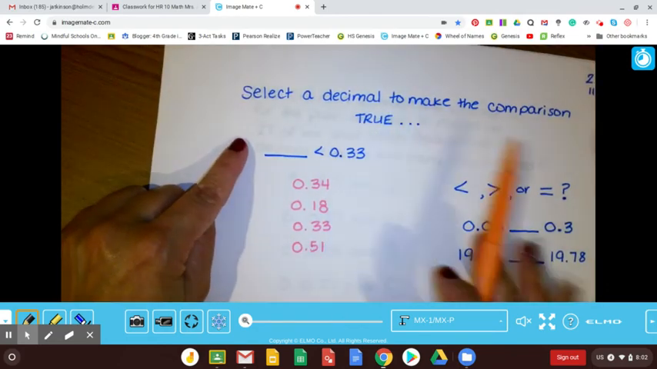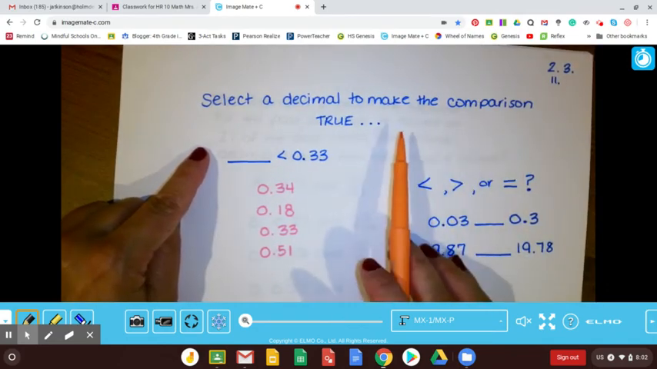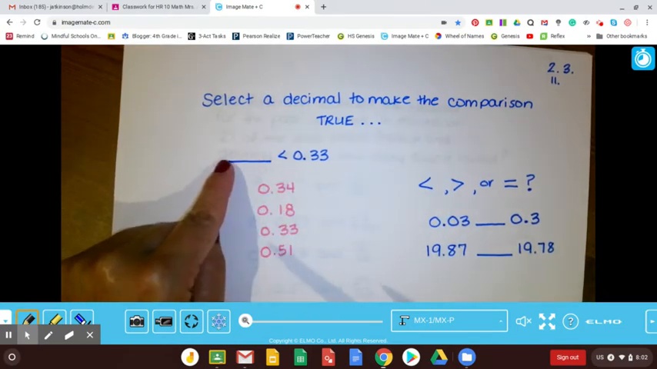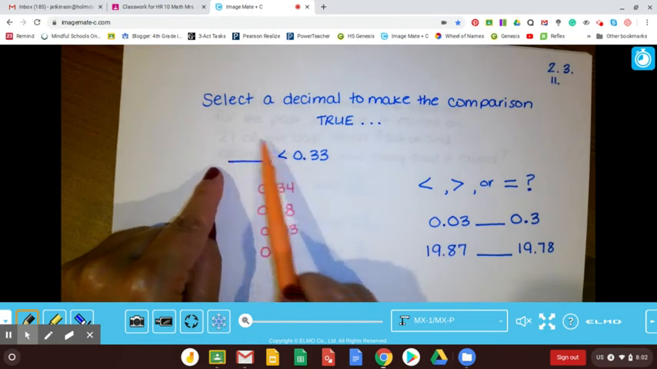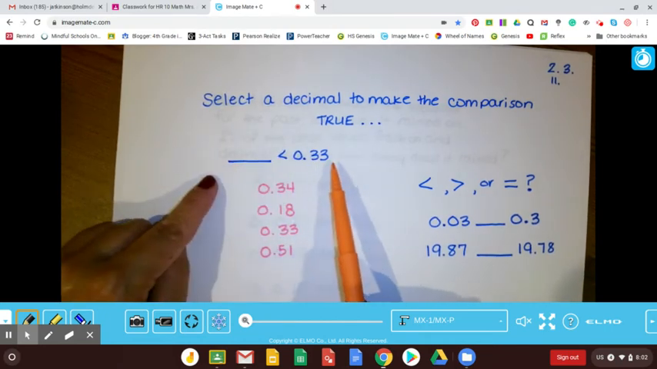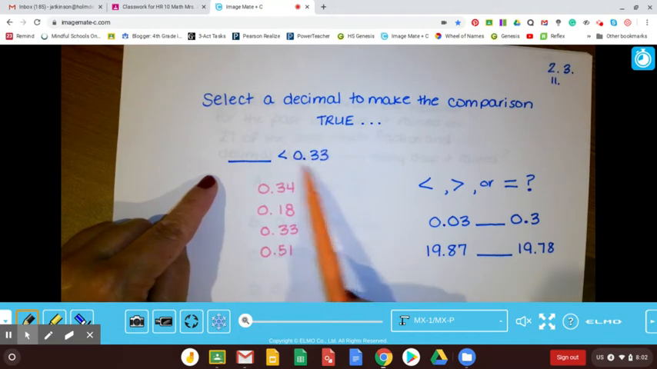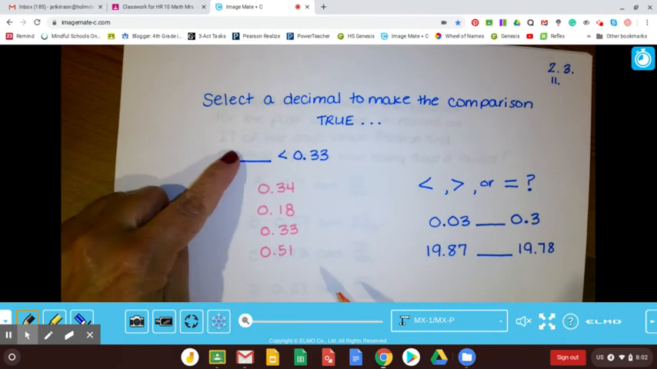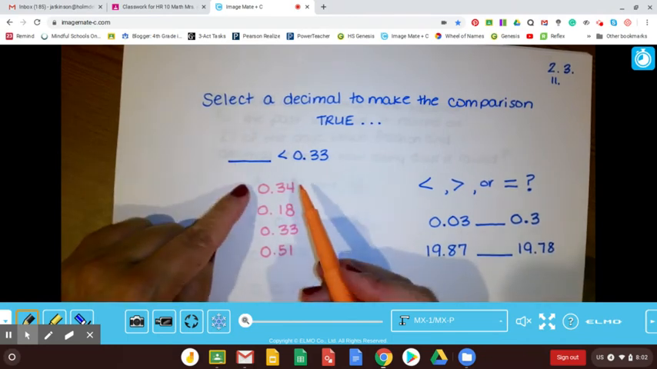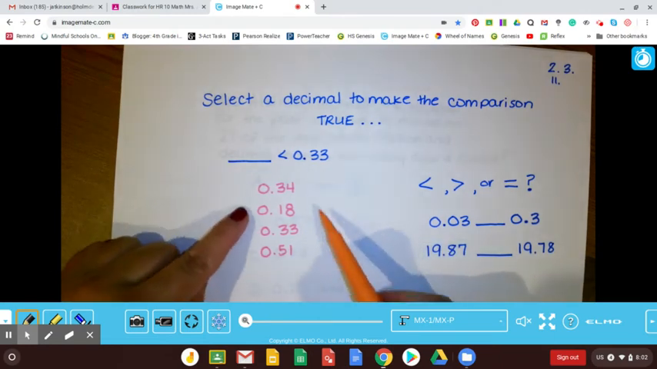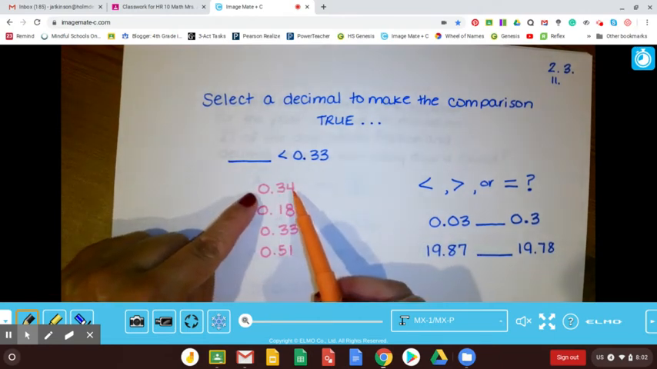Select a decimal to make the comparison true. So here I have a blank and I want to put one of these pink numbers in the blank. So I'm looking for a number that is less than 33 hundredths. So 33 hundredths is going to be greater than the number that goes in this blank. So I'm looking for a number that is less. So 34 hundredths would be more. So that's not going to be it.